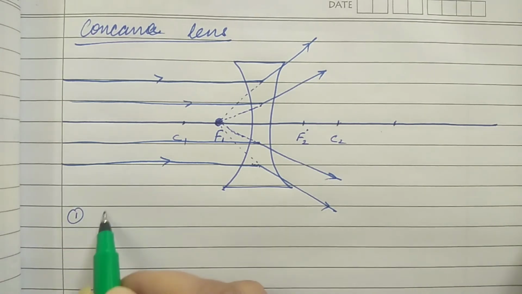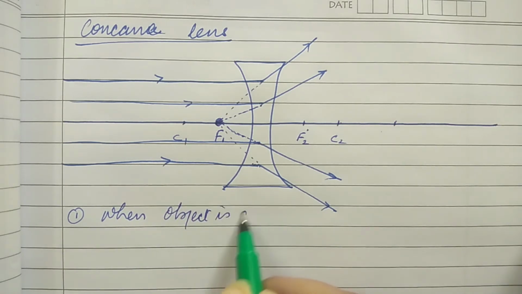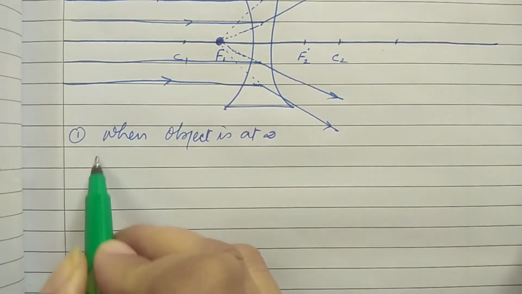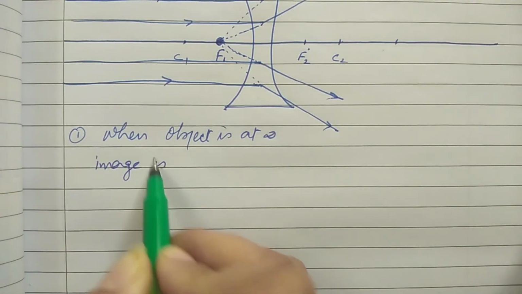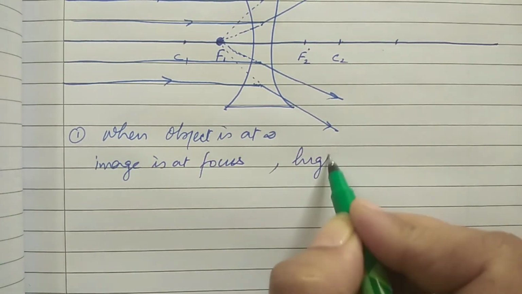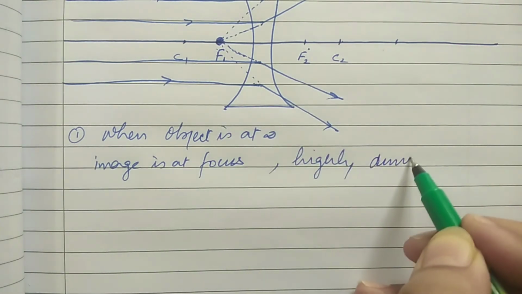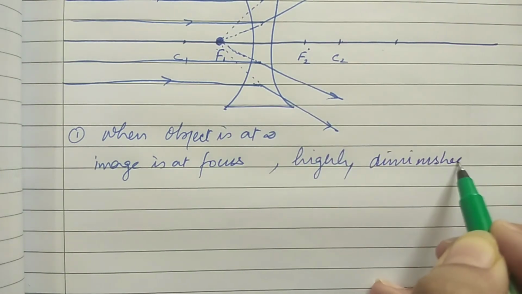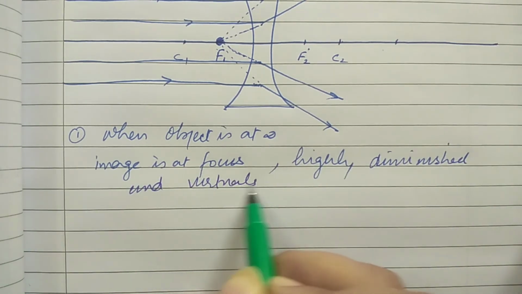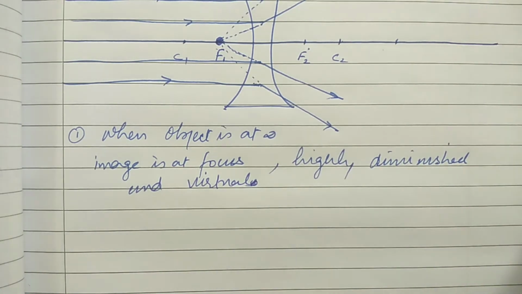This was the first case when the object is at infinity. Then what we can write? Image is at focus, highly diminished because we are getting a point, and virtual. Rays are not actually meeting at this point. So these are some properties of the image.